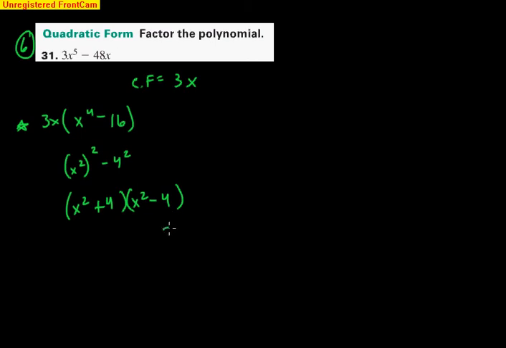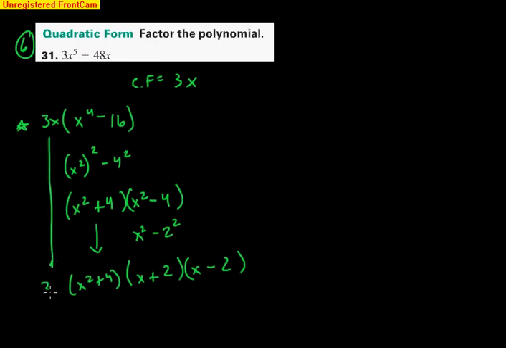This is another difference, and 4 is a perfect square. 4 is 2 squared. This is another difference of perfect squares. Two parentheses, x and 2, 1 plus, 1 minus. And this is done. Bring down the x squared plus 4. That's done. Bring down the 3x. And now you're fully factored.